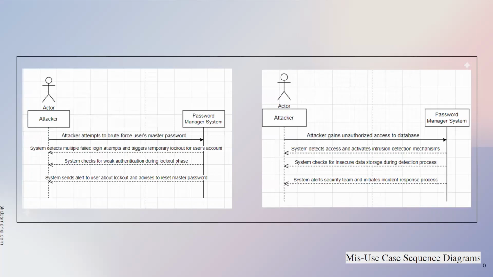Next, we have the misuse case diagrams. The first one being unauthorized access. The attacker attempts to brute force the user's master password. The password manager system detects multiple failed login attempts and triggers a temporary lockout for the user's account. The system sends an alert to the user about the lockout and advises them to reset their master password. Next is password exposure. The attacker gains unauthorized access to the password manager database. The system detects unauthorized access and activates intrusion detection mechanisms, and the system alerts the security team and initiates an incident response process to mitigate the breach.